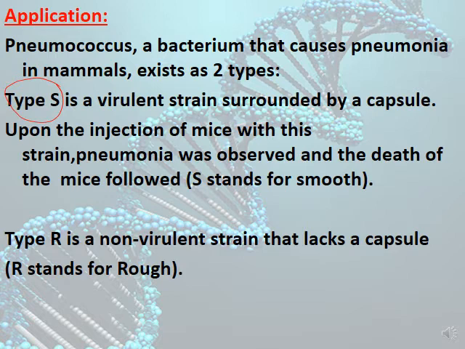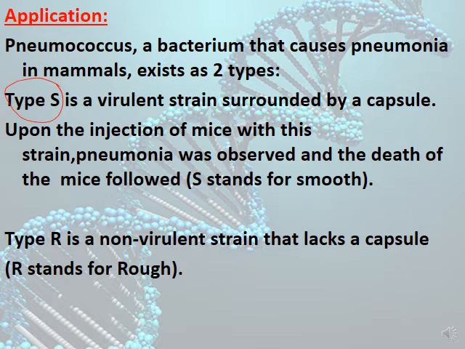So S stands for smooth. So I will repeat. Type S is a virulent strain surrounded by a capsule. Upon the injection of the mice with this S strain, the mice die. The death of the mice follows the injection of the S type.